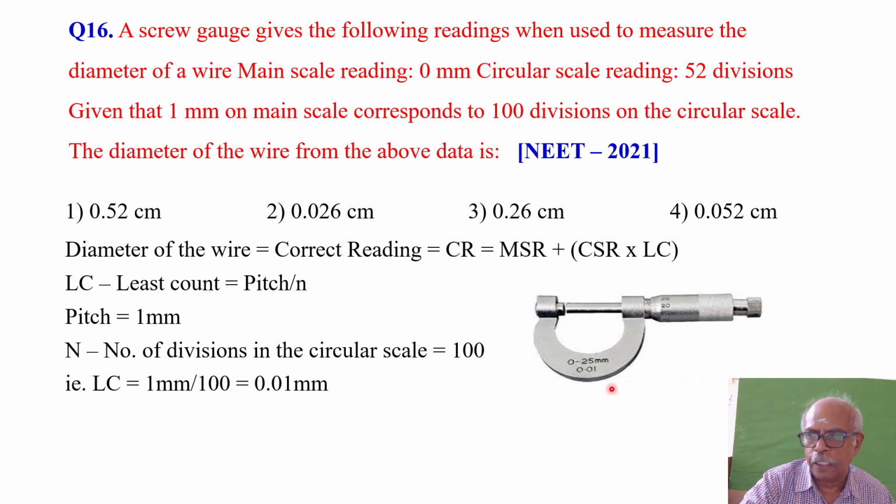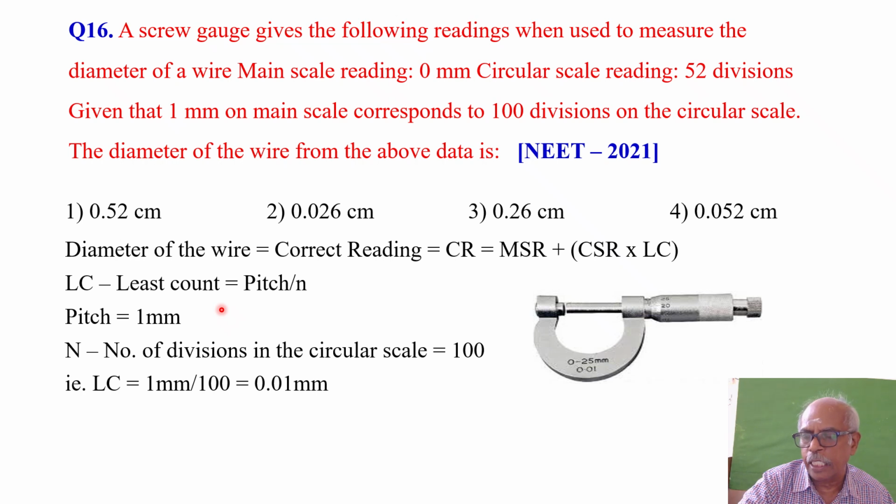So this is a screw gauge. When you measure the diameter of the wire using a screw gauge, the correct reading in the screw gauge will give you the diameter of the wire. So diameter of the wire is equal to the correct reading, CR. How to find it? MSR plus CSR into LC. If zero error or zero correction is given, you have to apply that also. But here it has not been given. So this formula is sufficient for you. CR is equal to MSR plus CSR into LC.